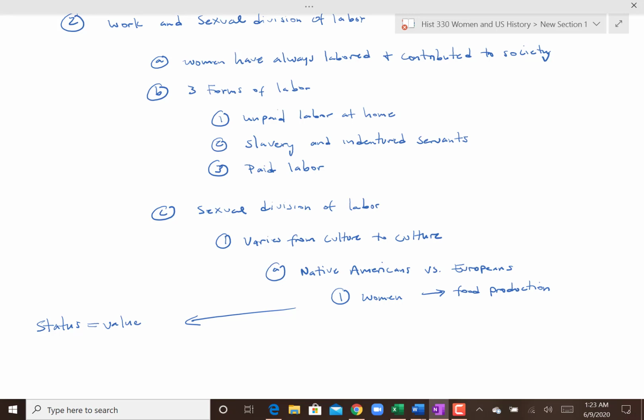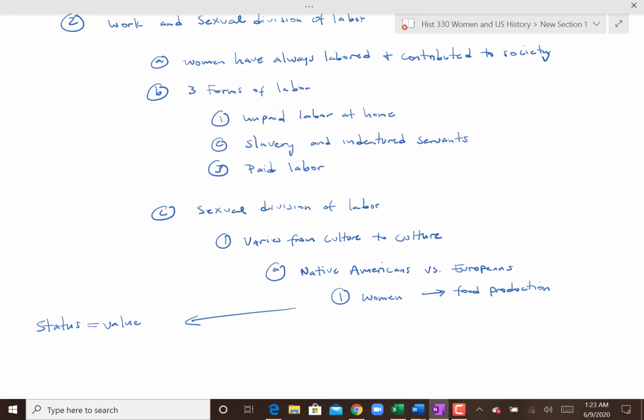Where we see a difference is that women in a lot of Native American cultures held on to food production. And because they held on to food production, it gave them a higher status in society, because that was part of the value in a lot of Native American cultures. There's other components, and we'll get into that in more detail with the next lecture, but that played a role.